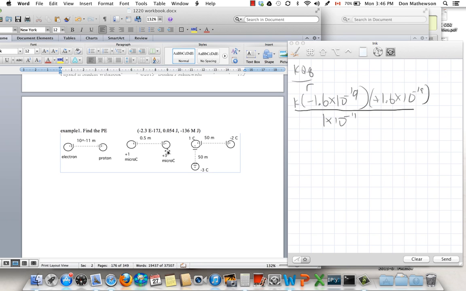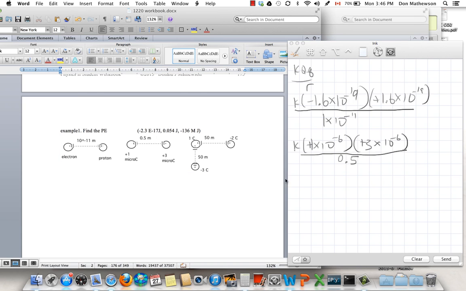For the next case, we got a microcoulomb and 3 microcoulombs. So for this problem, it'll be k, a microcoulomb, positive, and then 3 microcoulombs, positive, and then the separation distance is a half meter. Now, you can compute these and then compare with the answers that are given here.